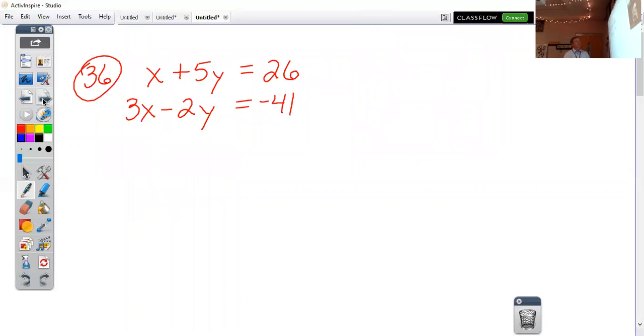Does that look familiar? We did these over in section 1, right? But we did them using substitution, elimination, and so on. Today we're going to solve this using a matrix. We're going to make a matrix equation. You'll like this because you're going to get to use your calculator.